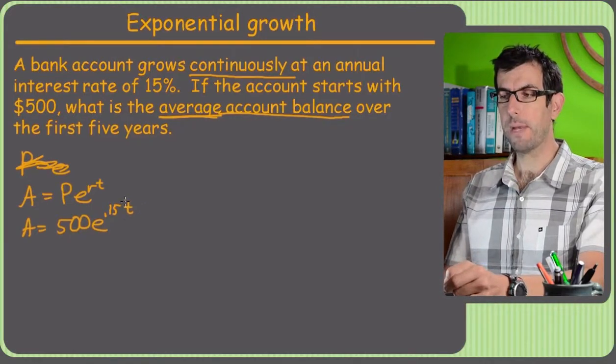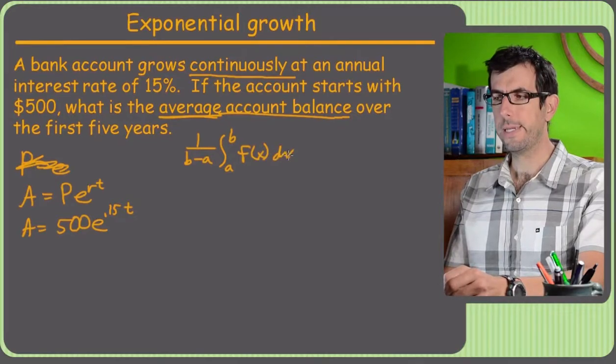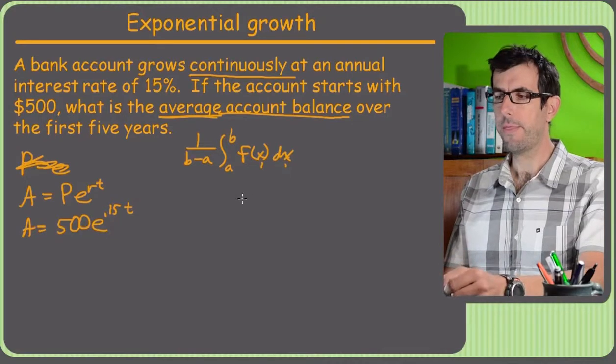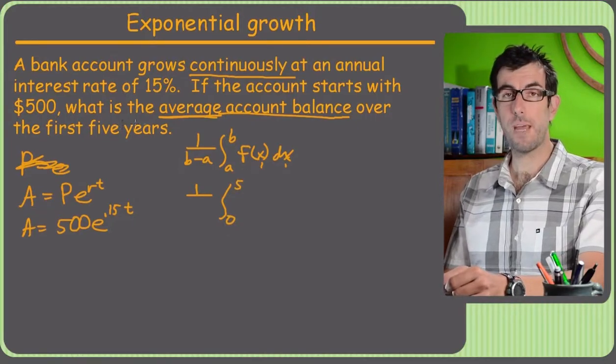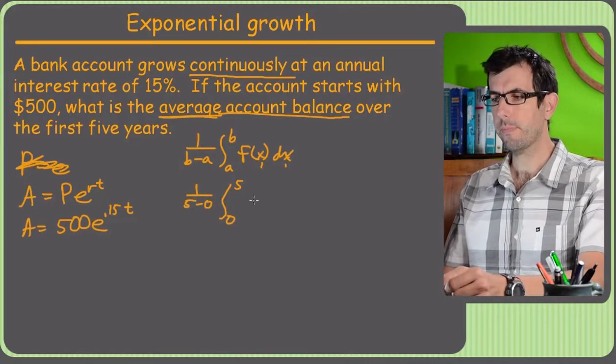All right, so if we want to find the average balance, we need to integrate this. And just to remind you, it's 1 over b minus a, the integral from a to b of the function dx. Now of course x's can be t's or whatever, just as long as these two letters match. So we're going to do 1 over 5 minus 0, going from 0 to 5 because we want to know over the first 5 years, of 500 times e to the 0.15t dt.